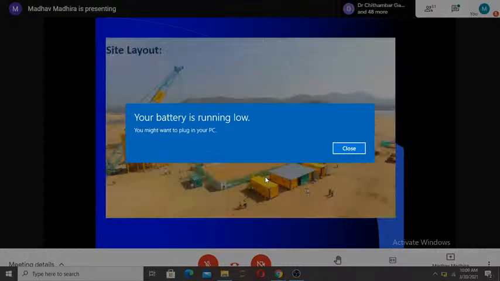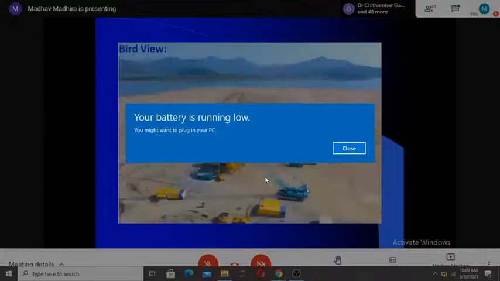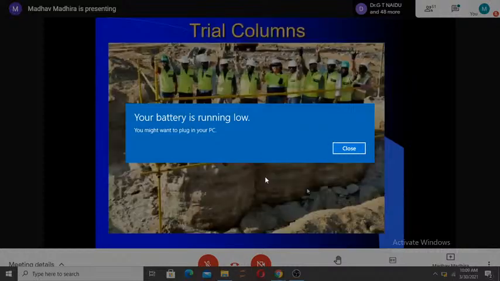This is how the site was looking before treatment. You can see the river Godavari in the back. And this is how the jet grouted columns look like. It's about 2.5, 3 years old and working very well.